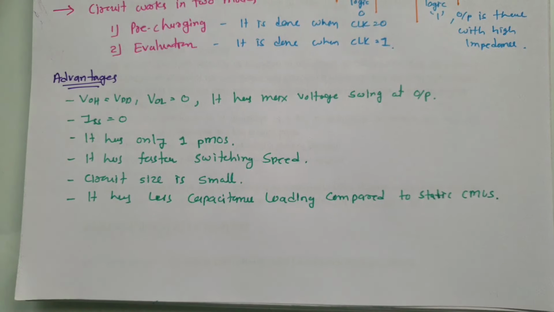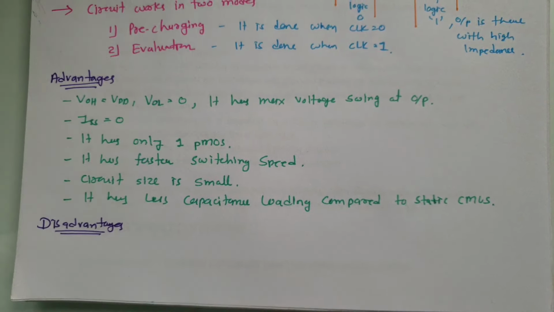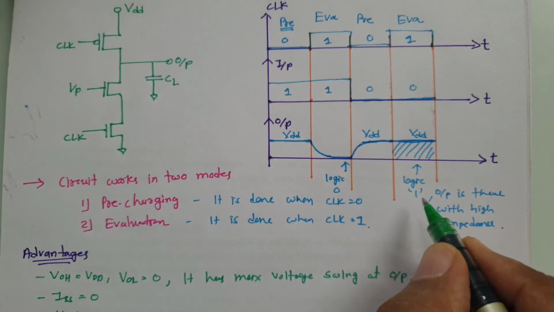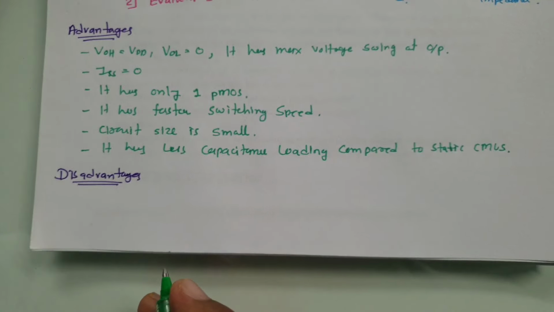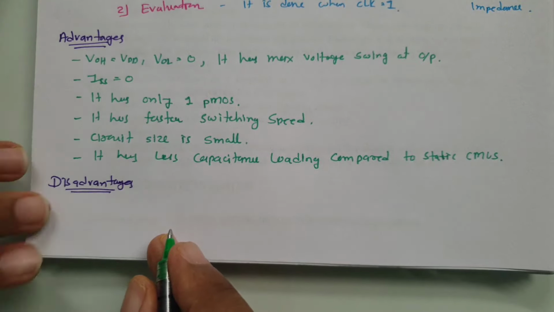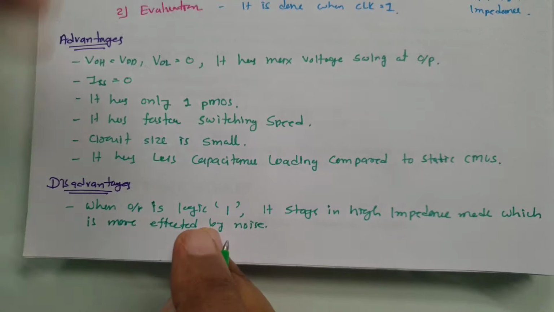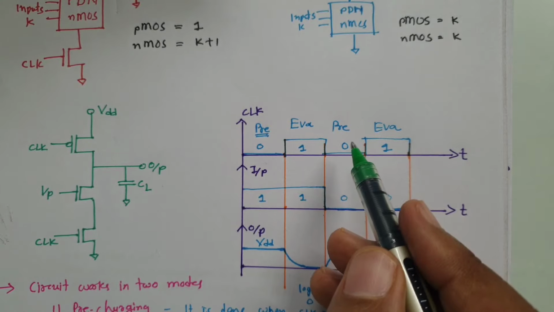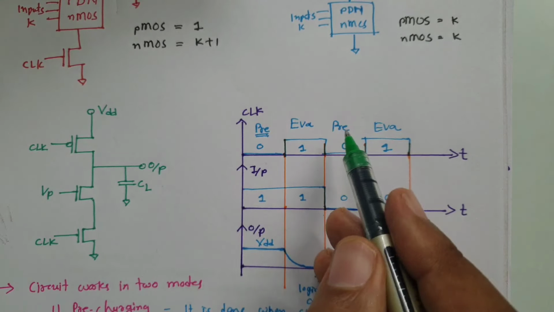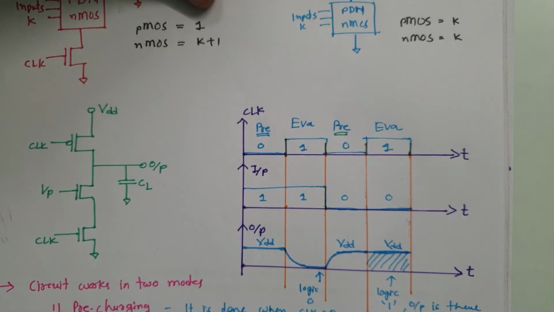Now I'll discuss disadvantages of dynamic CMOS. When we talk about disadvantages, as I have explained, when you have output at logic 1, it is there in high impedance mode, which is more affected by noise. And this dynamic CMOS cannot work without pre-charging. So pre-charging is compulsory for the working of dynamic CMOS.